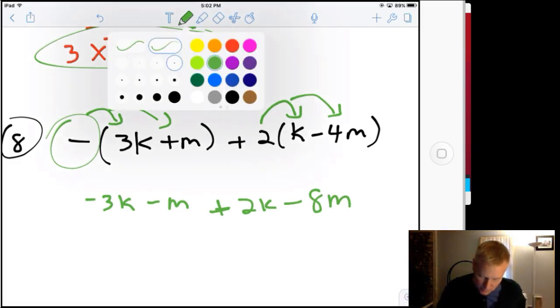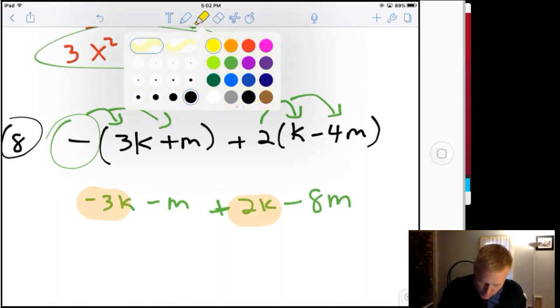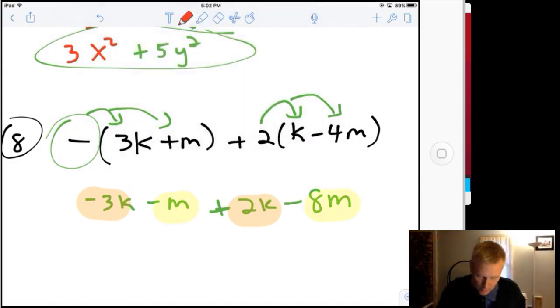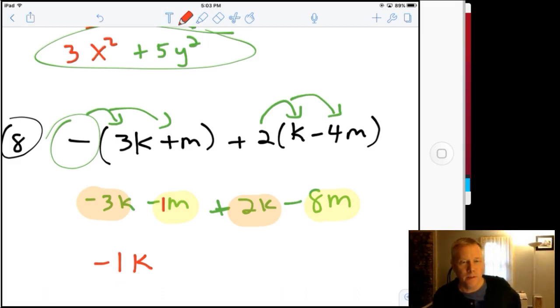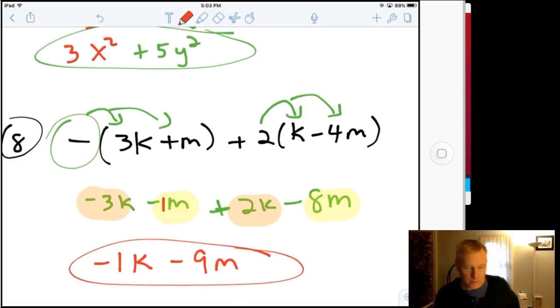Okay, so I can combine some of these. I can combine my k's, and I can also combine my m's, but don't add k's with m's. All right, so negative 3k plus 2k. Negative 3 plus 2 is negative 1k, or just negative k, same thing. I'll leave it there just so I don't have to do the work of erasing it. Negative m and negative 8m. So there's an implied 1 in front of that m anytime it's not written there. So negative 1 plus negative 8 is negative 9m, or minus 9m, one of those two. All right, so that's the answer.